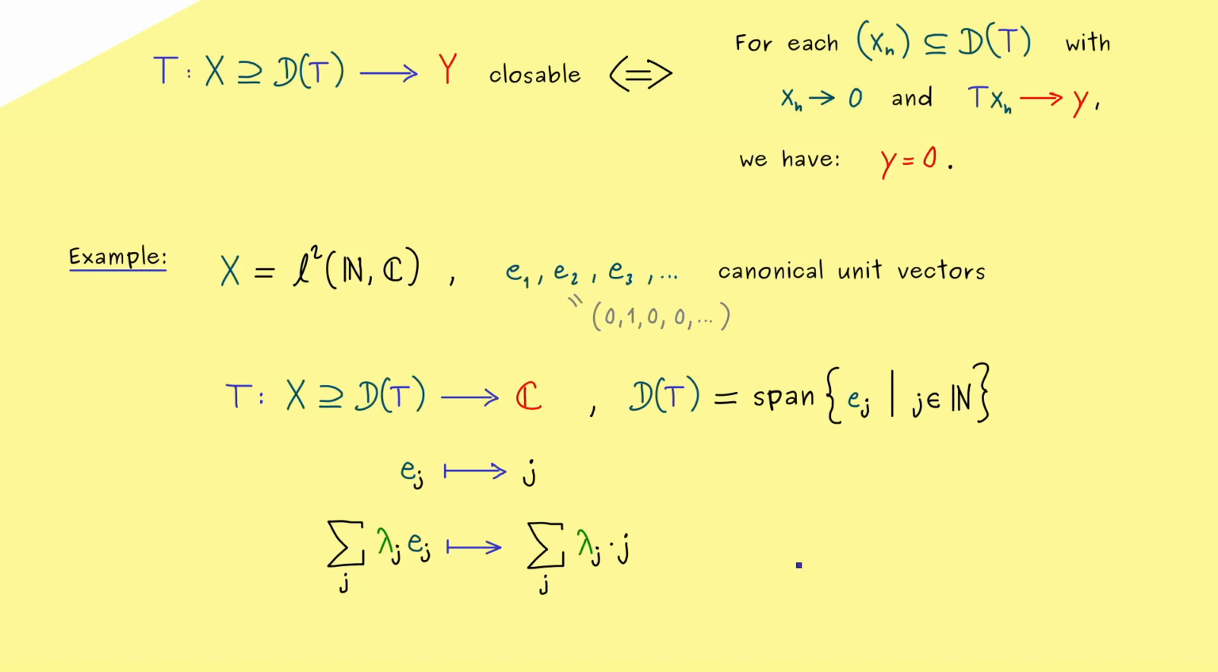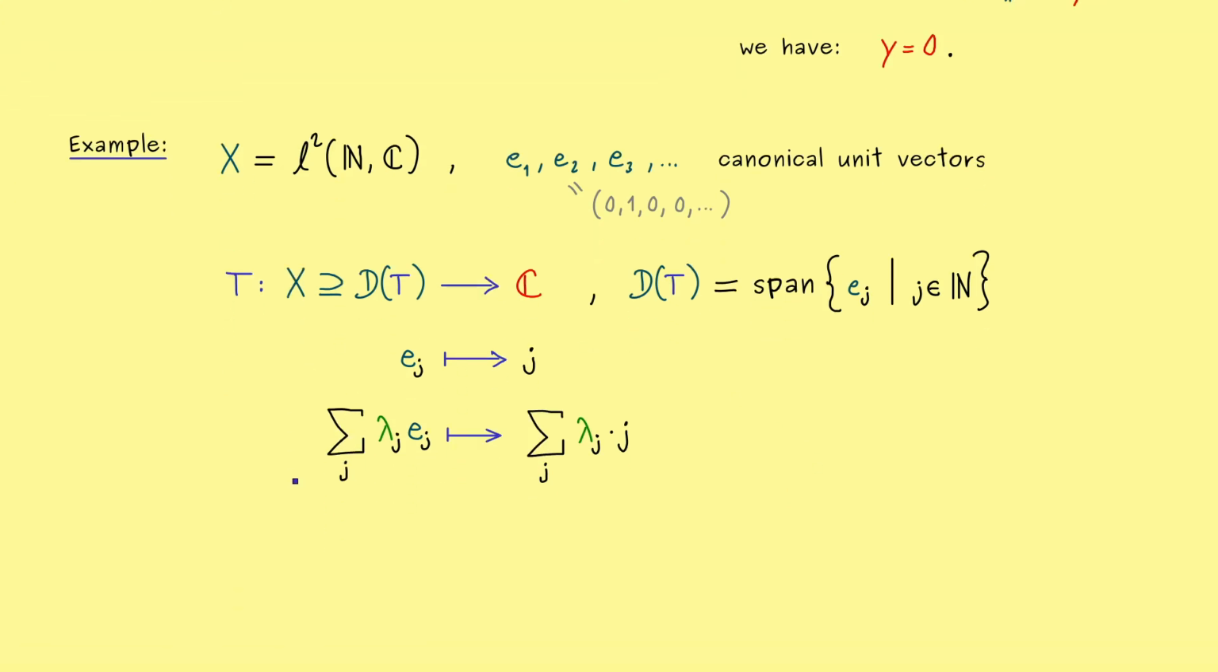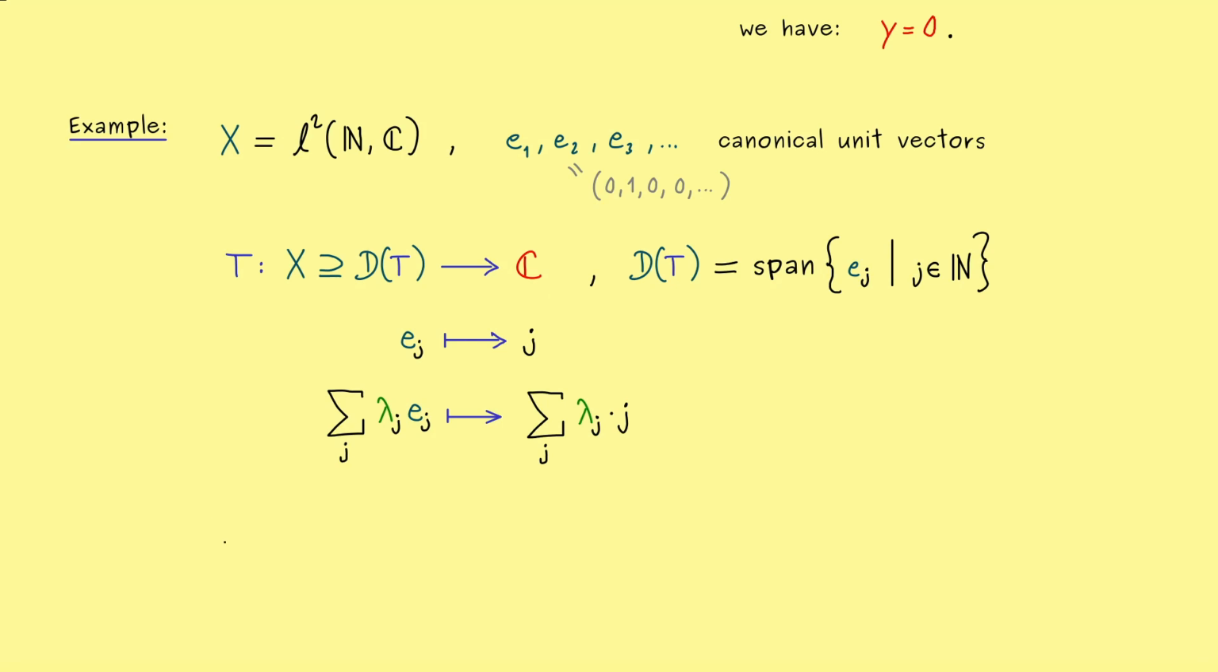Okay, and the first question from my side would be, is this an unbounded or a bounded operator? To answer that, we can just calculate the operator norm of T. By definition, this is the supremum over all inputs x with norm 1, and then we look at the norm of the images, which in this case is the norm in C. But of course, the norm in C is just the absolute value of complex numbers.